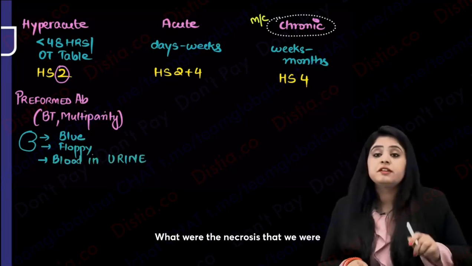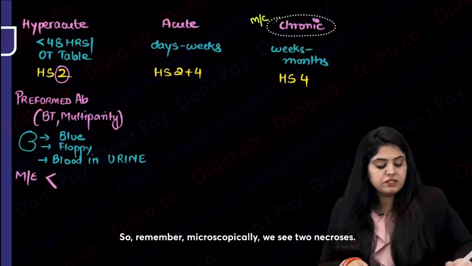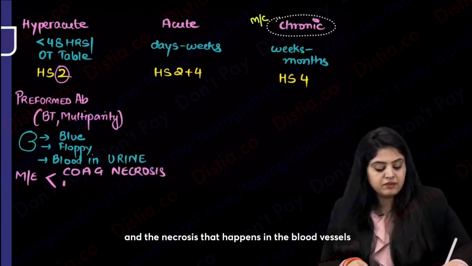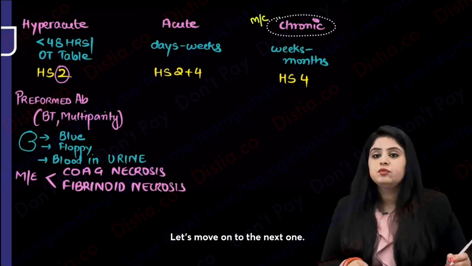What were the necroses that we were going to see as a pathologist? So remember, microscopically we see two necroses. The necrosis in the kidney is known as coagulative necrosis, and the necrosis that happens in the blood vessels is going to be fibrinoid necrosis. I hope everyone has been able to make this story up till now. Let's move on to the next one.